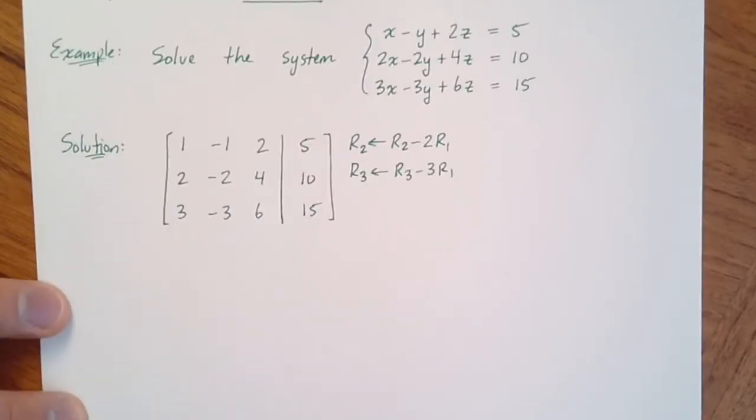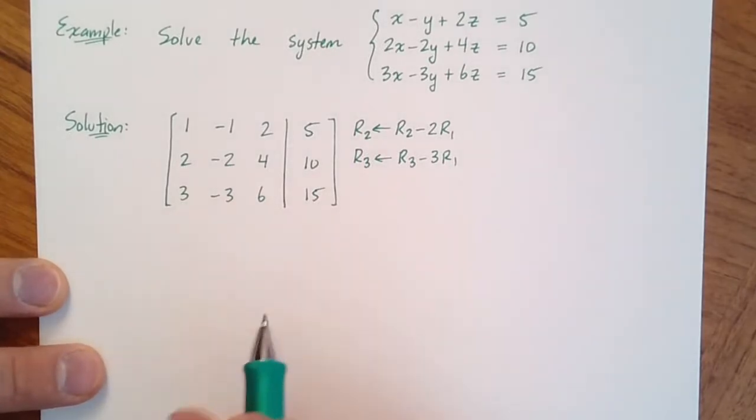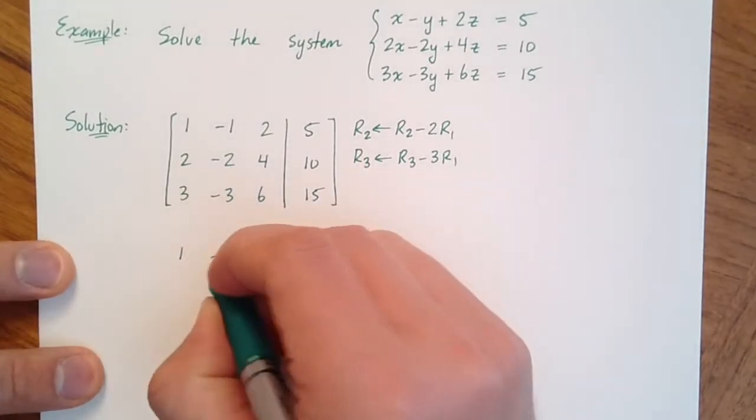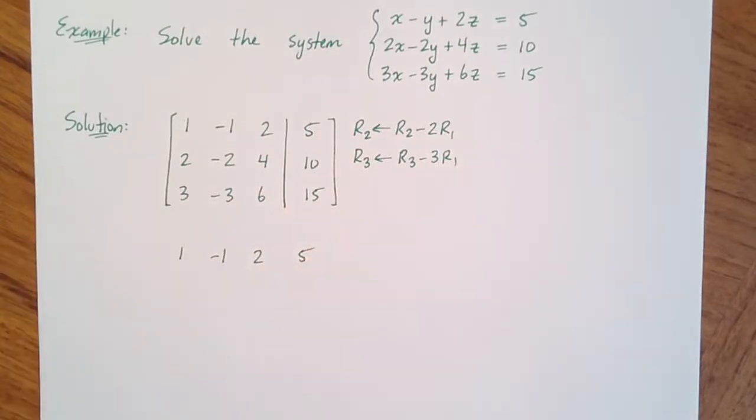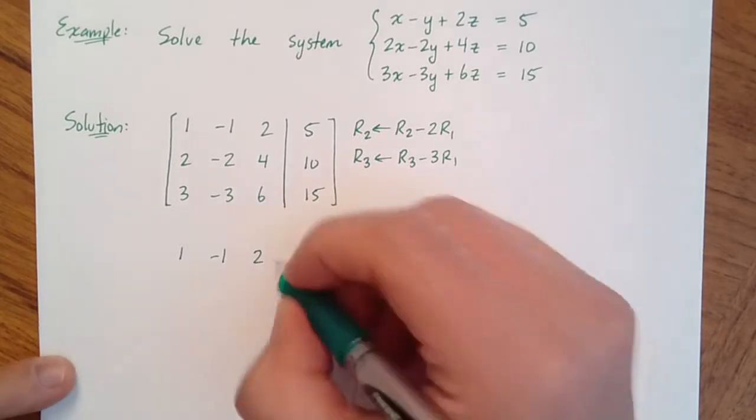Okay, so what would you have if you did that? Well, let's take a look. So the first row won't change, right? So I'm just going to start with a fresh copy of the first row. 1, -1, 2, and 5. So that's our first row again. Nothing's changing there. But now the second row will change.